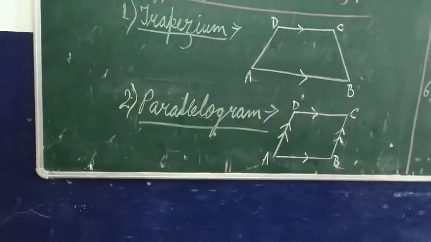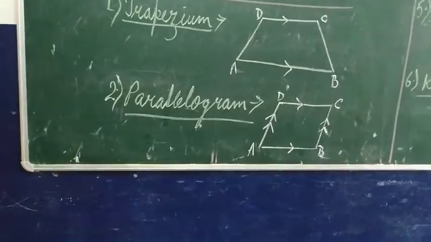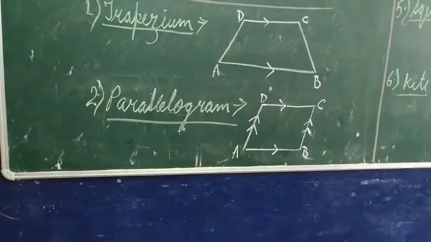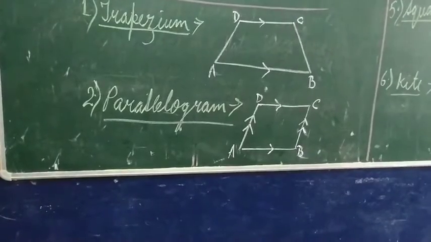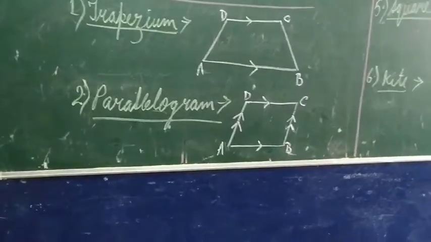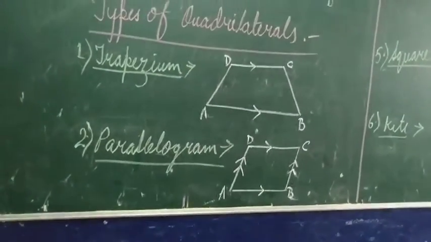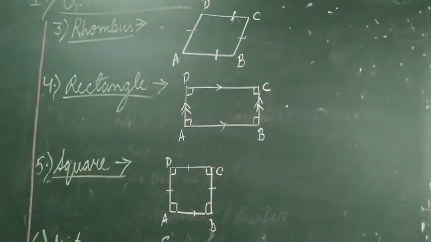एक ऐसा quadrilateral जिसका दोनों अपोजिट साइड आपस में पैरेलल हो. Side AB is parallel to CD and the second pair of parallel sides is side BC parallel to side AD. Now come to the next type of quadrilateral. Third type of quadrilateral is rhombus.